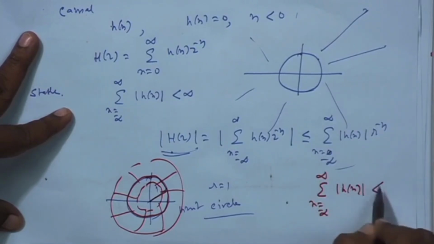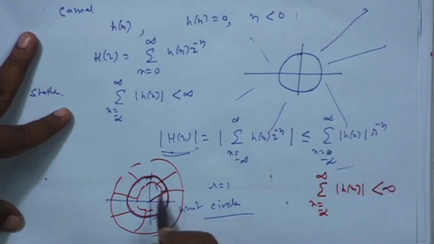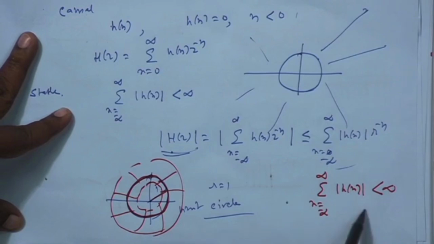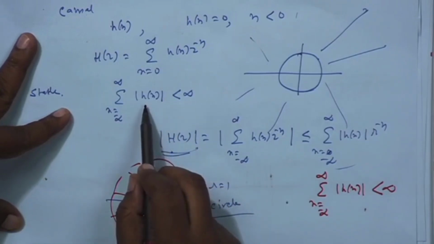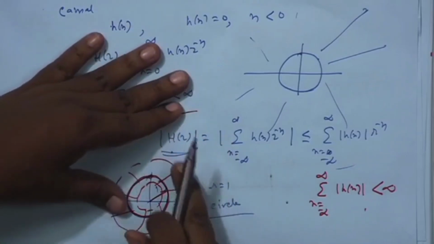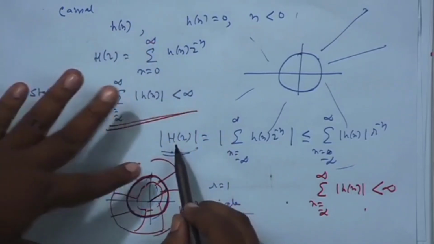And I am wanting, if r equal to 1 is part of the ROC, that is, this circle is part of the ROC. So, if you put r equal to 1, this summation also should be finite, which is the same as this condition. This was the stability condition, and here I was just approaching the ROC, region of convergence of H(z).